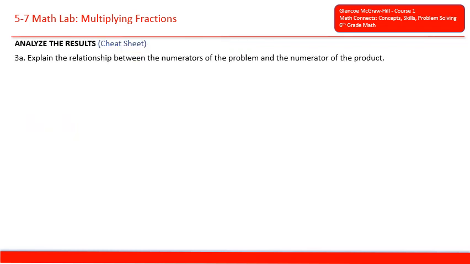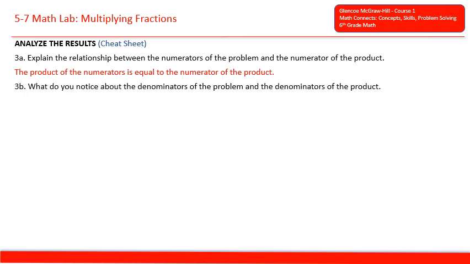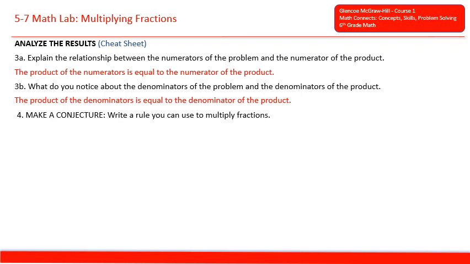Analyze the results. Explain the relationship between the numerators of the problem and the numerator of the product. So the product of the numerators is equal to the numerator of the product. So what do you notice about the denominators of the problem and the denominators of the product? The product of the denominators is equal to the denominator of the product. A lot of words here. Make a conjecture. Write a rule you can use to multiply fractions. To multiply fractions, multiply the numerators, and then multiply the denominators.